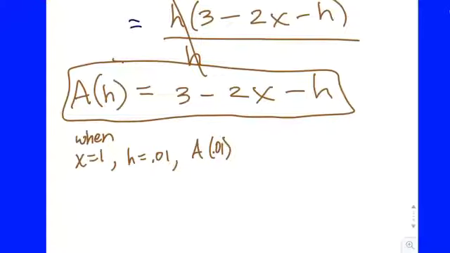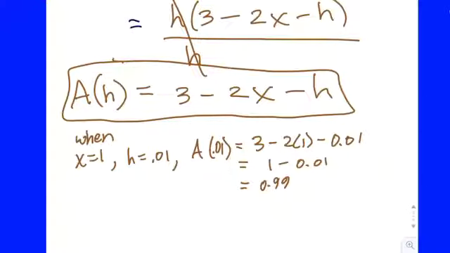We get 3 minus 2 times 1 minus 0.01, and that becomes 1 minus 0.01, which becomes 0.99. So we get the same answer that we got above.